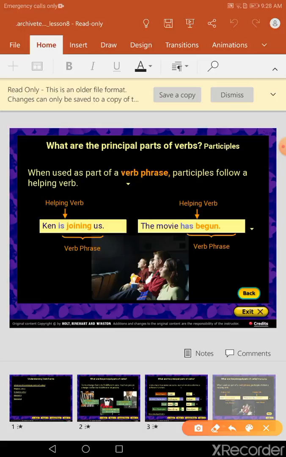When used as part of a verb phrase, participles follow a helping verb. As we said, joining, for example, you must precede it with am, is, are, was, or were. And here, the movie has begun. You can also say the movies have begun, or the movie had begun. So before the past participle, you need to use a helping verb: have, has, or had. Before the present participle, which is the verb plus ing, you use am, is, are, was, or were. I think that part is very easy and nothing new about it.